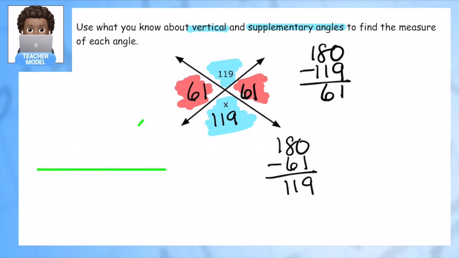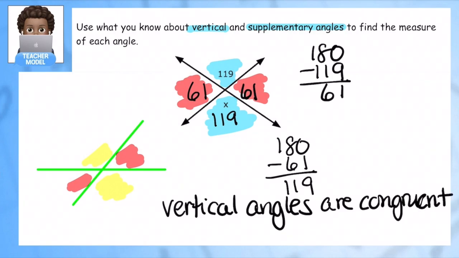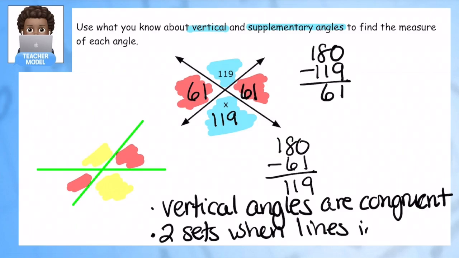So if I have this line and this line, I have two pairs of vertical angles. Here and here. They're just created. That means that those two angles are going to be congruent. So those are going to be our facts. Vertical angles are congruent. And we have two sets when lines intersect.